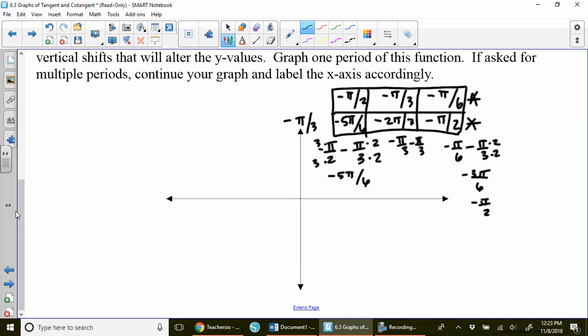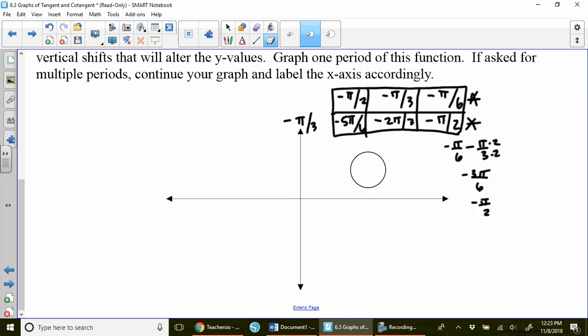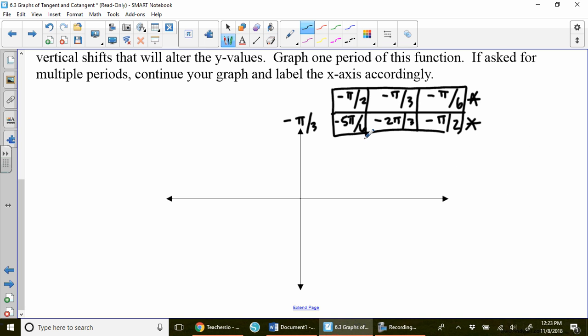So once you do that, you are just about ready to put this onto the coordinate plane. So what I'm going to do from here is go ahead and label my x-axis. So everything over here is negative. So this is negative pi over 2, negative 2 pi over 3, and then negative 5 pi over 6. Now this is not really very well done to scale, but keep in mind that as long as you label your x-axis correctly, you don't have to do the scale very much.